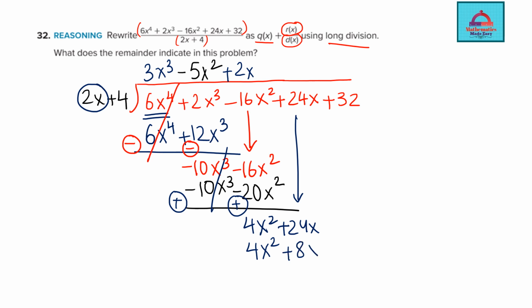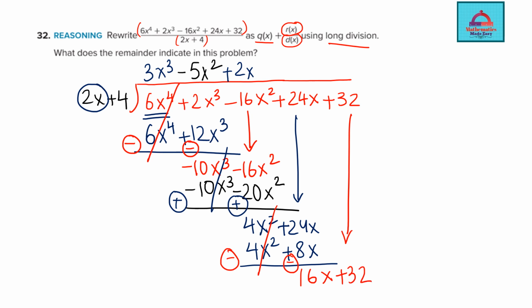So let's copy the next term. Again, we follow the same method. Now you must have understood the pattern. Subtract, cancel, and what we get here is 16x. Okay, so 24 minus 8 is 16. And I also copy plus 32.